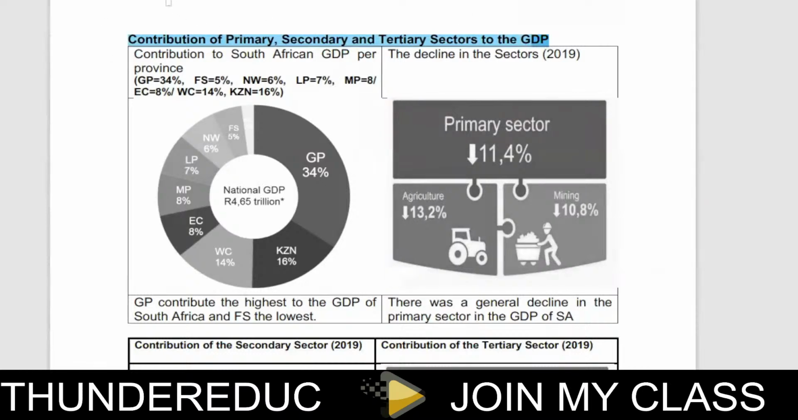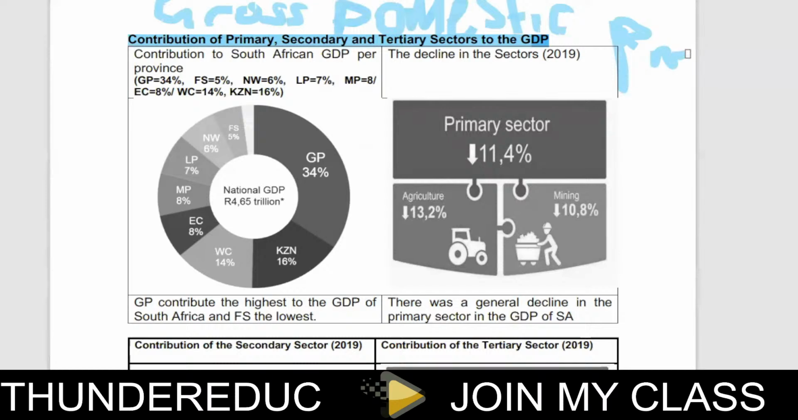GDP, first of all, stands for gross domestic product. P stands for product. Okay, so if it stands for gross domestic product, what does it mean? We look at the total value of goods and services that are produced within a country in a particular year.